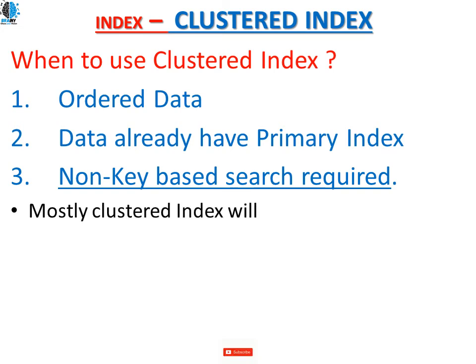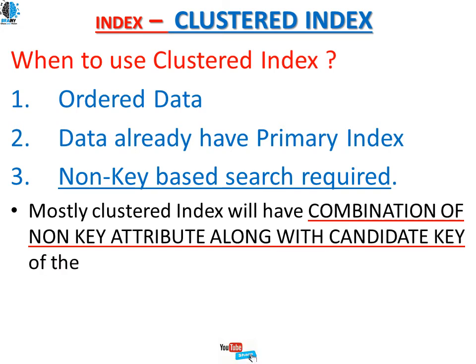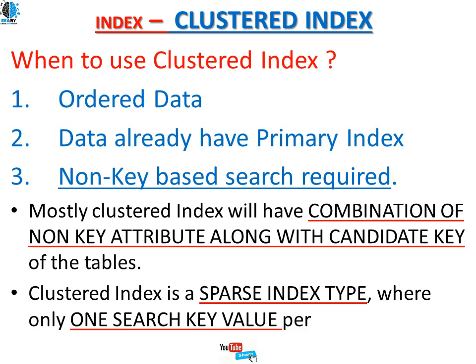Mostly the cluster index will have a combination of non-key attributes along with the candidate key or the primary key of the table. Why are we saying combination? Because the data is already ordered. How are you going to order the data? With respect to the primary key, and the data already has the primary index, right? That's the reason for the combination of non-keys along with candidate keys. A cluster index is a sparse index. Why is it a sparse index? Because the data is already based on the primary key and we have to sort it again, where only one search key value per block will be there.